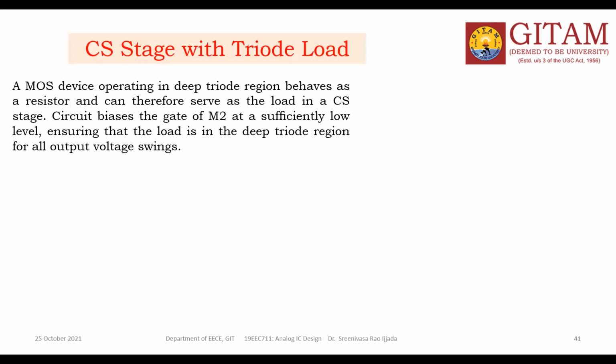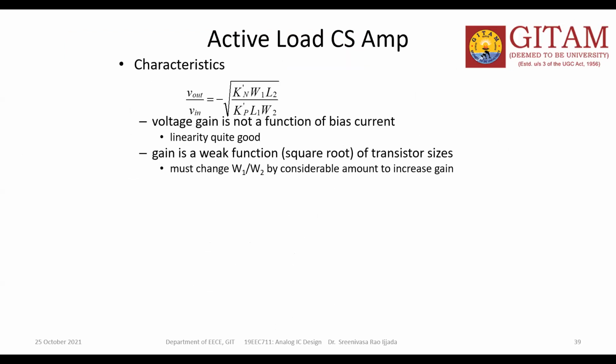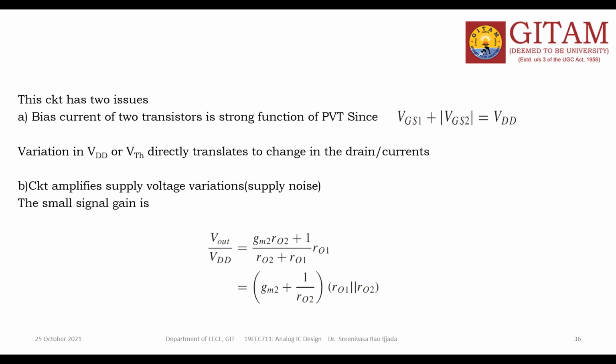Yeah, before we have another thing, that is the CS with triode load. Before that, how to accomplish this? Supply noise. Generally, to study the supply noise, how much noise is tolerable, we have a circuit. For that, a very simple circuit you can draw like this.